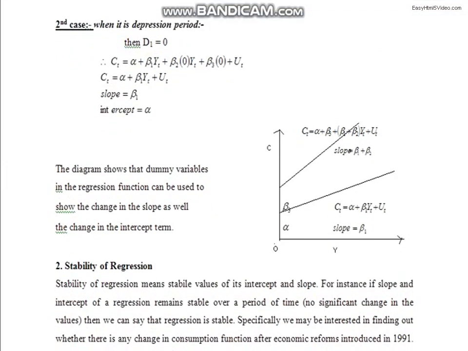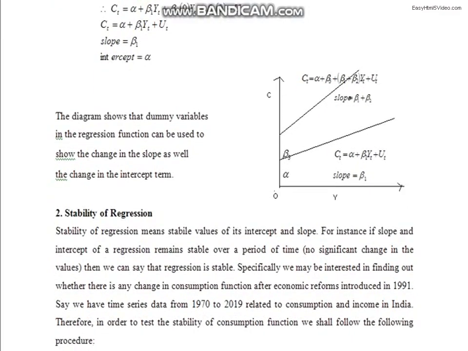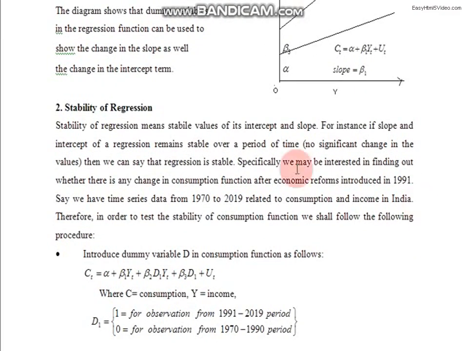So in the next application, we can also check the stability of regression. So what do we actually mean by stability? Stability means the intercept and slope are constant over a period of time. That is, if there is no significant change in the values of its intercept and its slope, then we can say that a regression is stable.